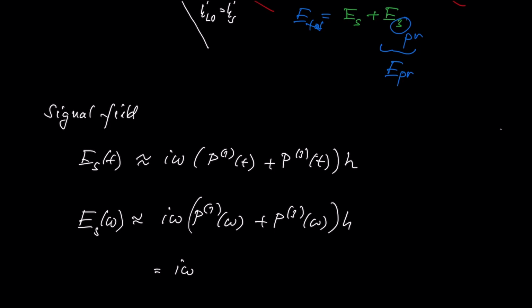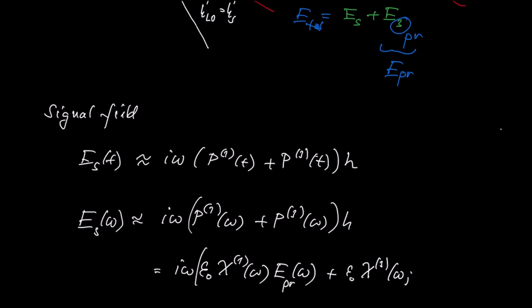So we write epsilon 0 chi 1 omega E omega, and that's the probe field here, plus we can write again basically in the same way epsilon 0 and third order polarization, which depends on omega, but also parametrically depends on the delay between the second and third pulse and the first and second pulse. So that's something that we also know how to evaluate, and here we have the probe field.